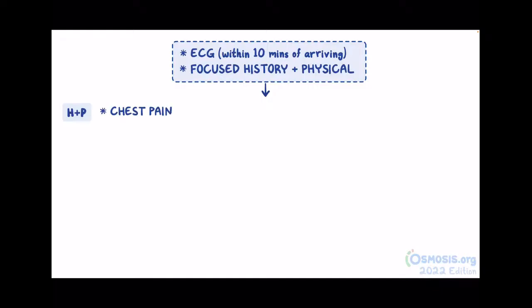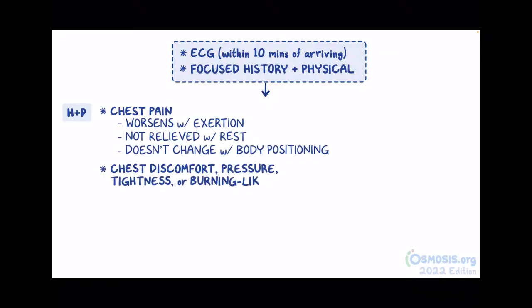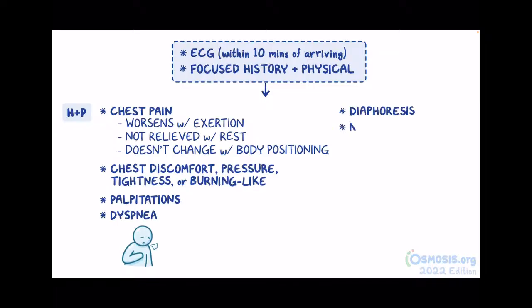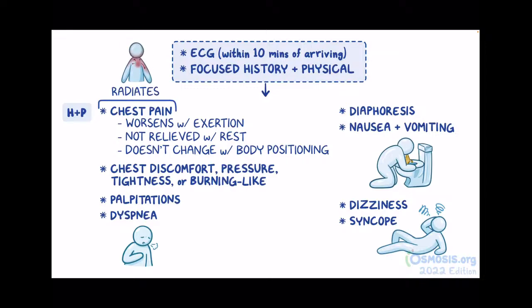When chest pain is due to cardiac ischemia, it usually worsens with exertion, is not relieved with rest, and doesn't change with body positioning. Some patients may complain of chest discomfort, pressure, tightness, or burning-like sensation, as well as palpitations, dyspnea, diaphoresis, nausea and vomiting, dizziness, and syncope. Ischemic chest pain often radiates to other parts of the body, including the epigastrium, left shoulder and arm, neck, and lower jaw.